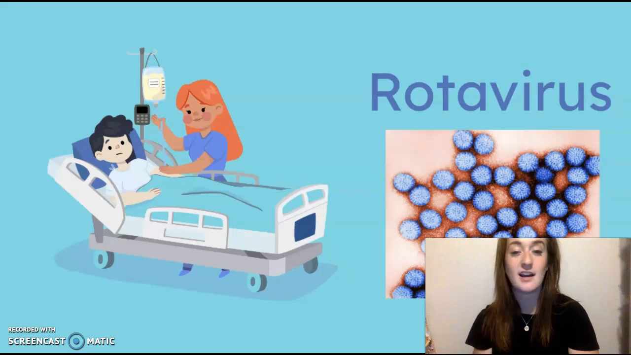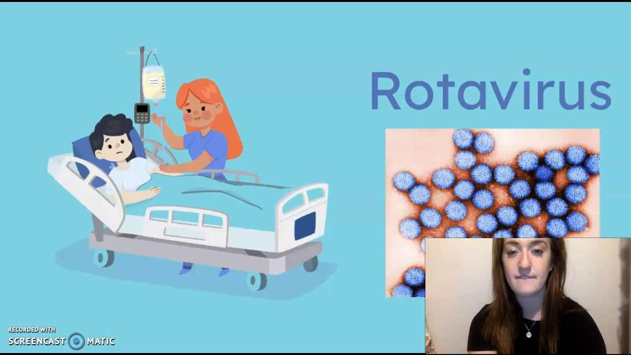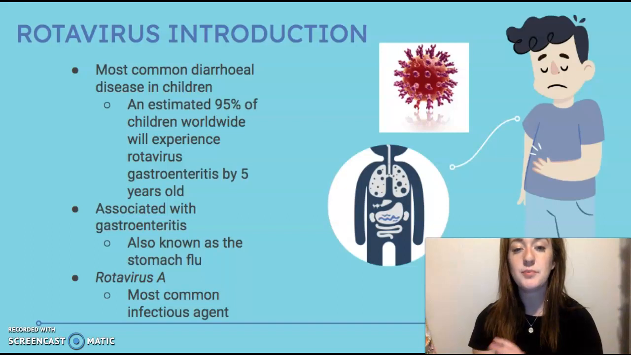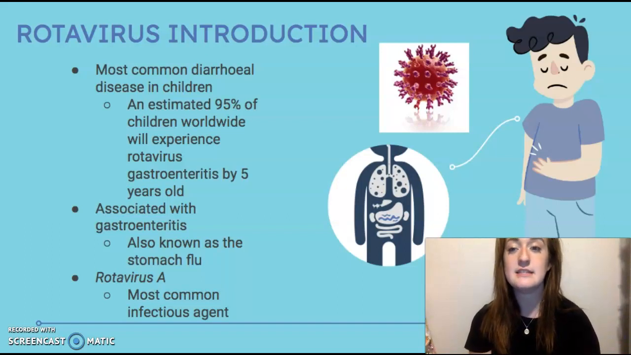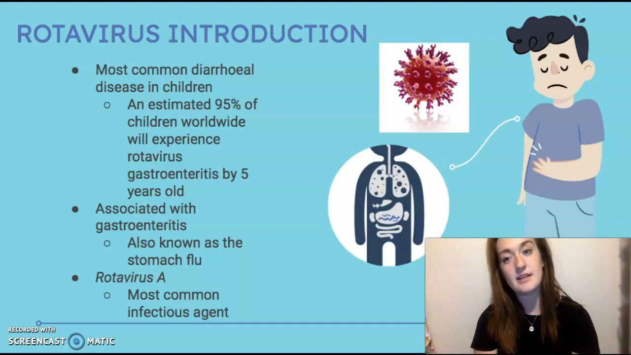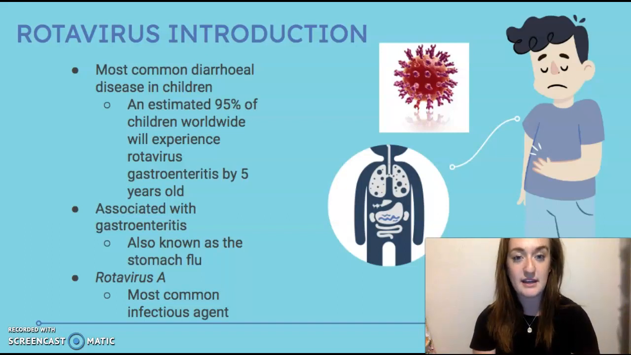On the left, you can see a common treatment for the disease, and on the right is a picture of the disease, or the infectious agent. So a brief introduction for rotavirus. It is the most common diarrheal disease in children, to such an extent that an estimated 95% of kids worldwide will be infected by the rotavirus by the age of 5.